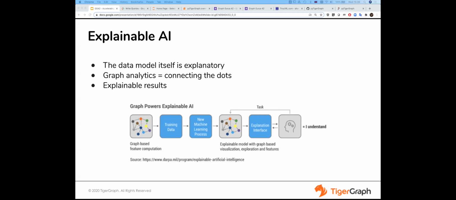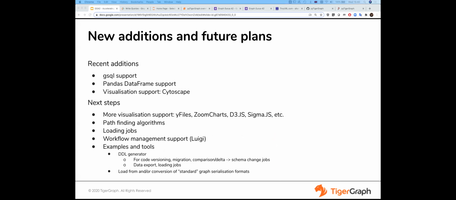A graph data model is self-explanatory. It's visual, as graph analytics is effectively connecting dots. So explaining the results by following the hops between decision points in a graph is very simple and intuitive. So these are the three approaches. And now I would like to ask Richard to show his magic.